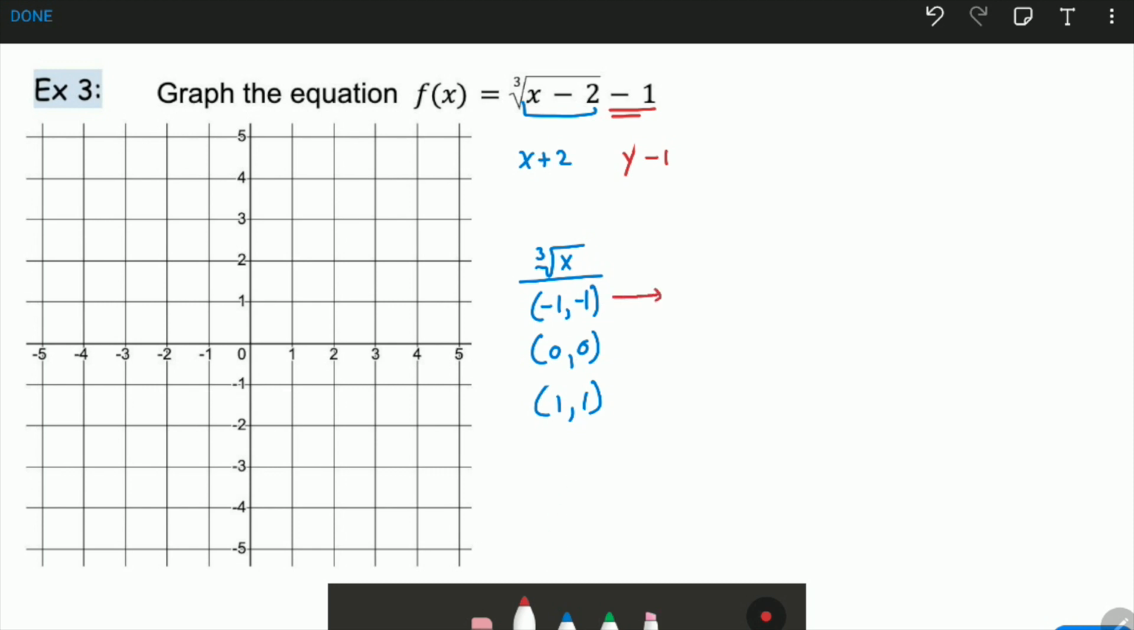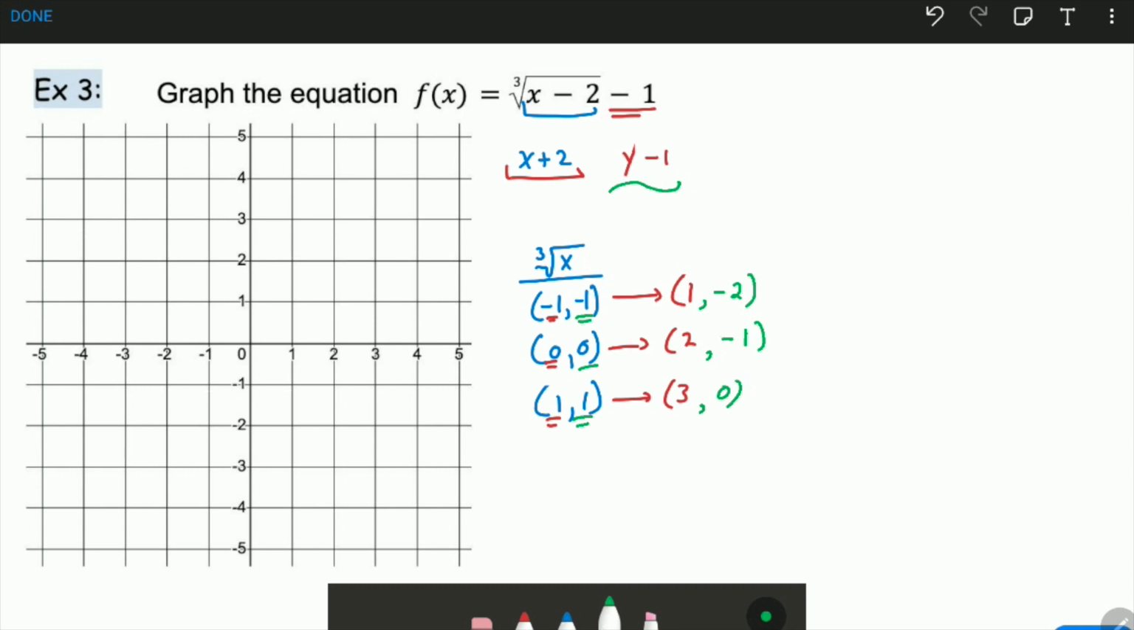Just like all the other times I do transformations, I'm going to start with the x stuff and change that. I'm going to add 2 to my x values. Negative 1 plus 2 is positive 1. 0 plus 2 is 2. And 1 plus 2 is 3. I meant to keep it color-coded, but I kind of failed at that this time. But we'll do the y rule now. Our y is minus 1, so negative 1 minus 1 is negative 2. 0 minus 1 is negative 1. And 1 minus 1 is 0.